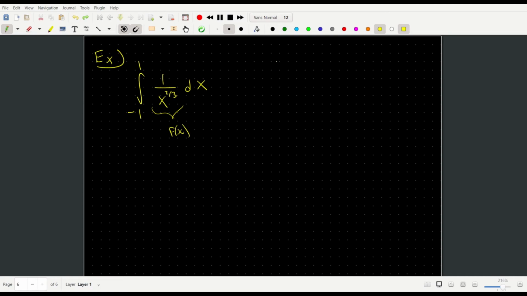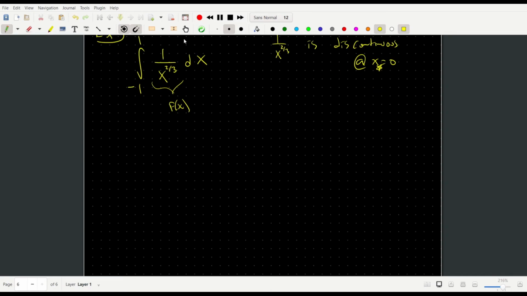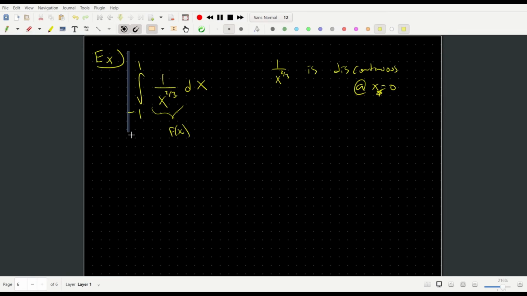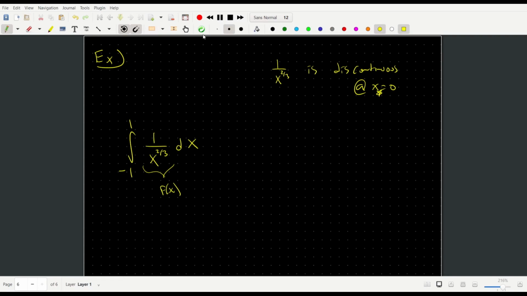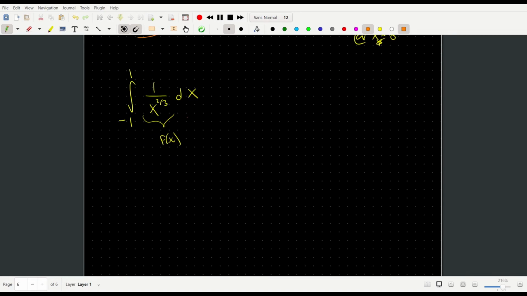So 1 over x to the 2/3 is discontinuous at x equals 0, or x star equals 0. And so therefore, this is an improper integral of type 2 subtype 3. And so we have to go through and split this up into two separate improper integrals, one from negative 1 to 0, and one from 0 to 1.